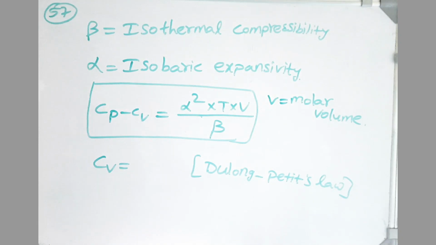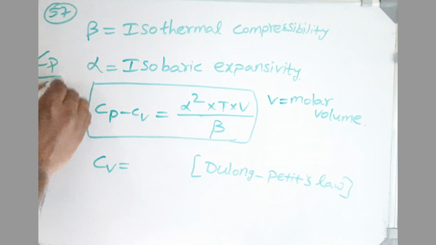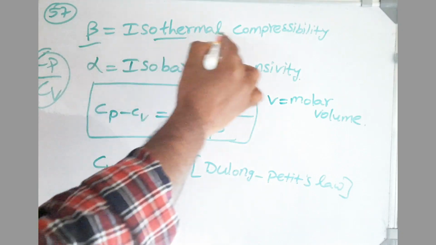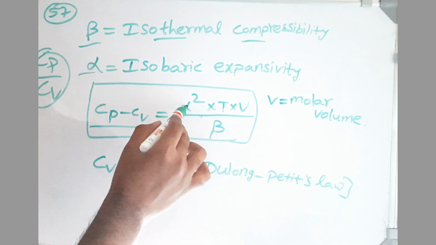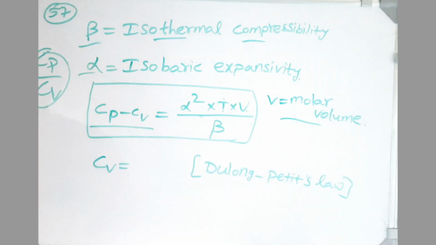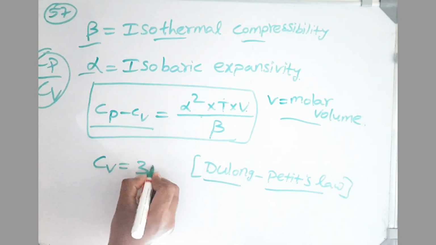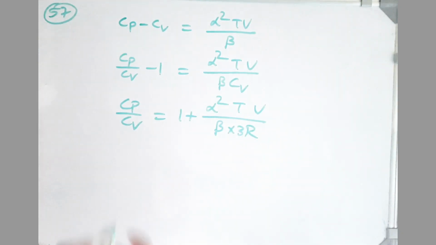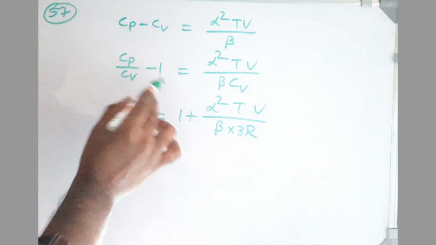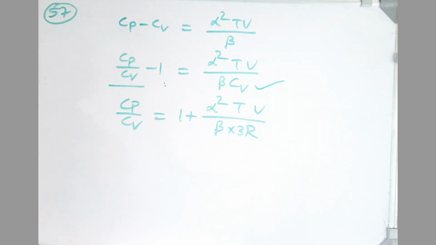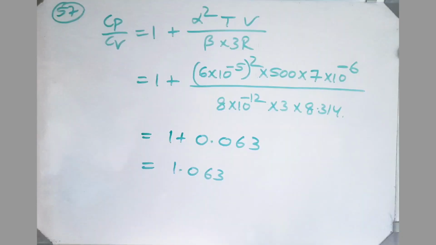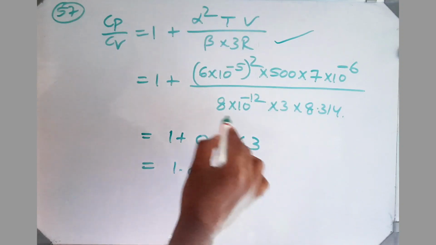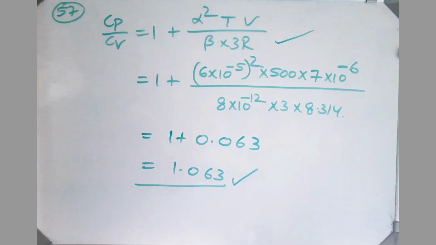Friends, question number 57. We need to find out Cp by Cv given all the values. Here beta represents isothermal compressibility and alpha represents isobaric expansivity. We have the formula Cp minus Cv is equal to alpha square into temperature into V, where V is molar volume, divided by beta. And here they said we need to assume it according to Dulong-Petit's law. According to this law, Cv is 3R. So friends, let's divide by Cv on both sides. So Cv by Cv becomes 1. Cp by Cv minus 1 is equal to the same expression divided by Cv. And since we know Cv is equal to 3R, we substitute that. Friends, now let's substitute all the given values. After substituting all the given values, we get 1.063 as our answer.